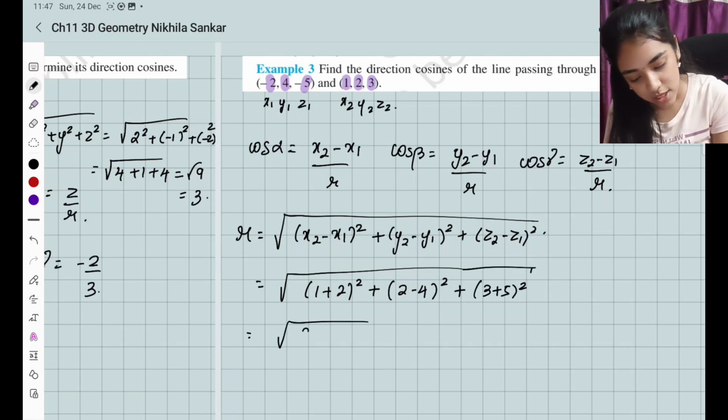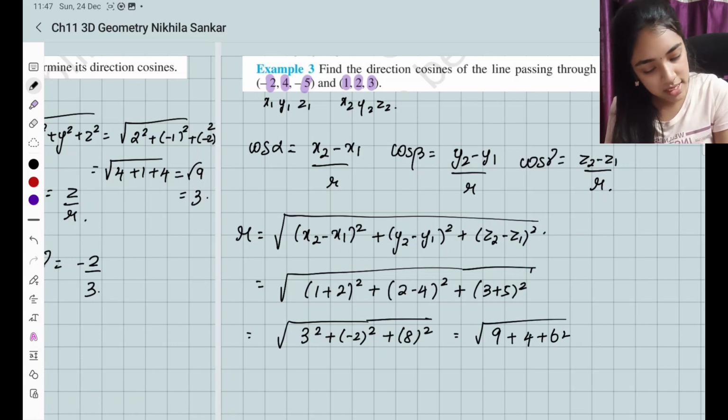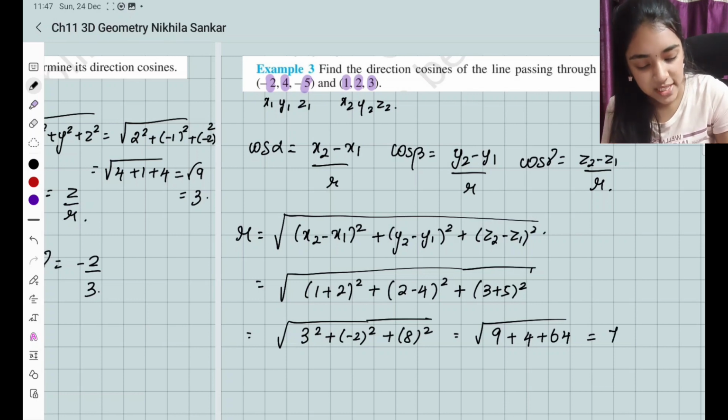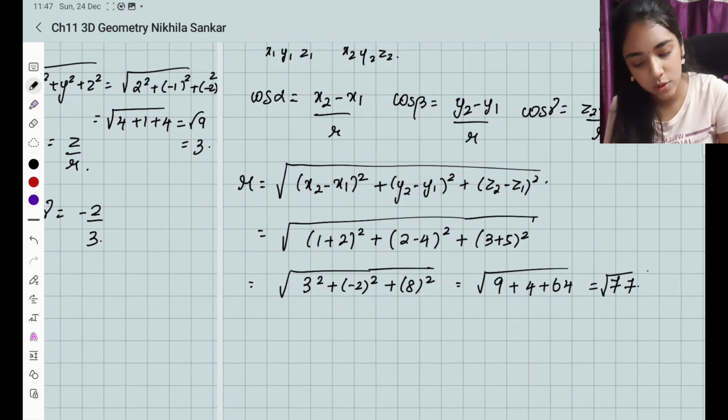So this is going to be square root of 3 square plus minus 2 the whole square plus 8 square. When I simplify this I'll get square root of 9 plus 4 plus 64. 64 plus 4 is 68. 68 plus 9 is going to be 77. Okay, so this is going to be square root of 77. r value கண்டுபிடிச்சாச்சு.